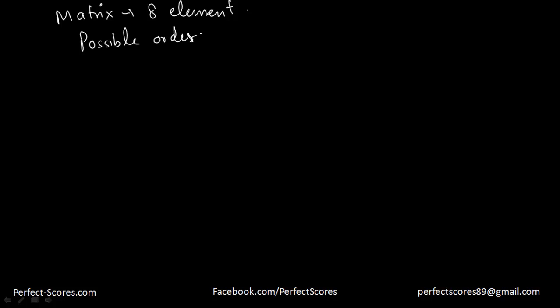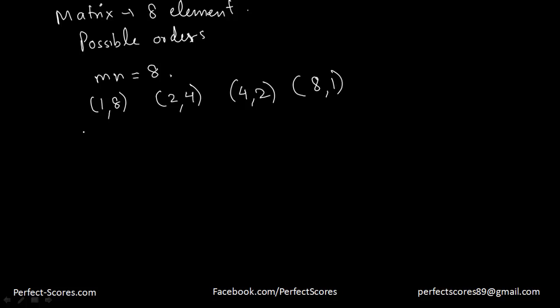Let's say you were to talk about a question. Suppose a matrix has 8 elements. What all different possible orders can it have? Now we know that the number of rows times the number of columns is going to be equal to 8. So there can be 1 row and 8 columns, 2 rows and 4 columns, 4 rows and 2 columns, or 8 rows and 1 column. So these are the 4 different ways in which the matrix can be there.